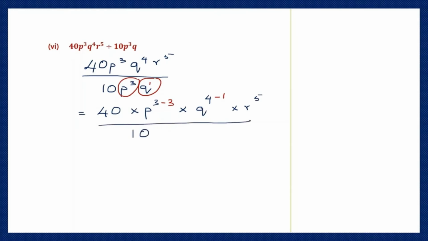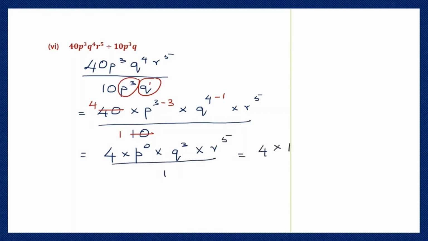So let's see what we can cancel. I can cancel 10 and 40. 10 ones are 10, 10 fours are 40. So here what do we have now? 4 into p to the power of 3 minus 3 is 0, into q to the power of 4 minus 1 is 3, into r to the power of 5 by 1. So this is 4 into 1. P to the power of 0 is 1, into q to the power of 3 into r to the power of 5 by 1, which is equal to 4 q to the power of 3 r to the power of 5. So this is our final answer.